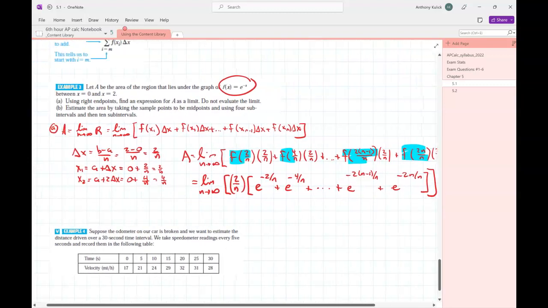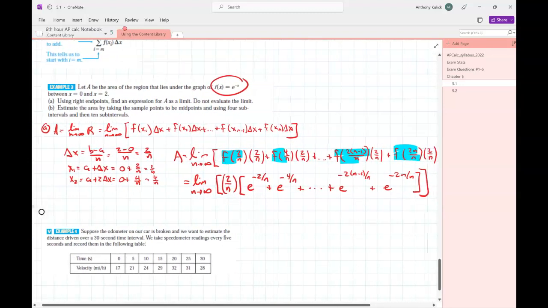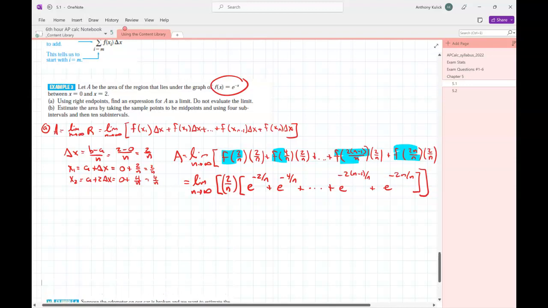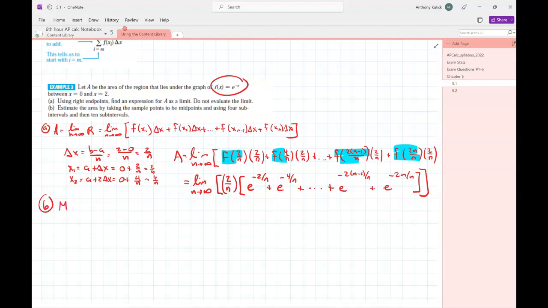All right. I feel like I'm going to need some more space there. Part B says estimate the area by taking the sample points to be midpoints and using 4 subintervals and then 10 subintervals. Yuckarooski. So I'm just going to do the first part of it, because after you've seen it once, you don't need to see it again. The difference between doing 4 and 10 is just how annoying can we make it?